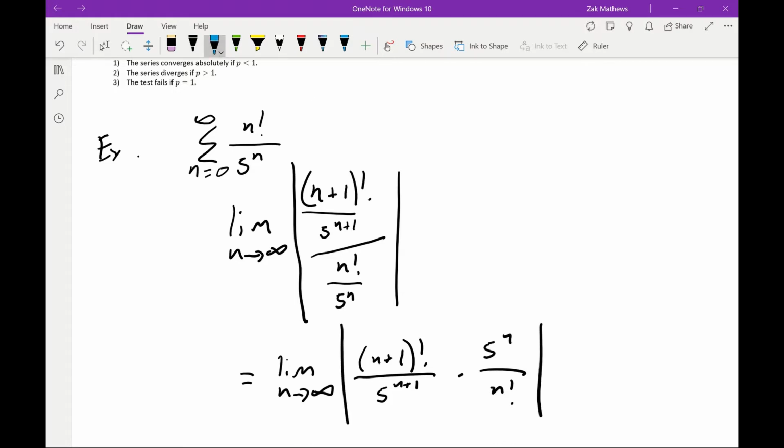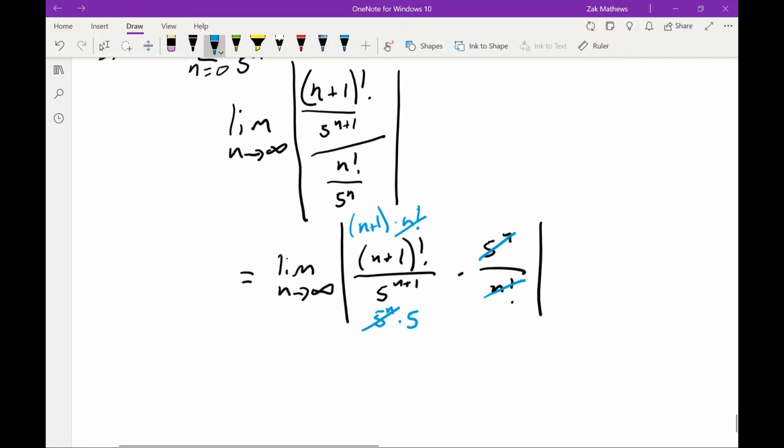So n plus 1 factorial, remember what that is telling us is it's n plus 1 times n times everything less than n, or we could write that as n plus 1 times n factorial. We can just factor off that first n plus 1. And then 5 to the n plus 1 is 5 to the n times 5. So notice the n factorials will cancel, the 5 to the n's will cancel, and so we're left with the limit as n goes to infinity of the absolute value of n plus 1 over 5.